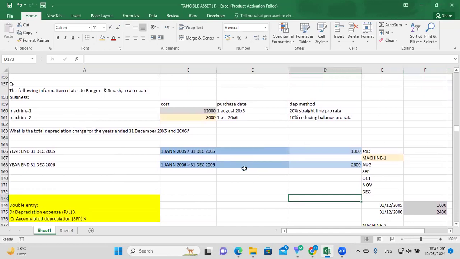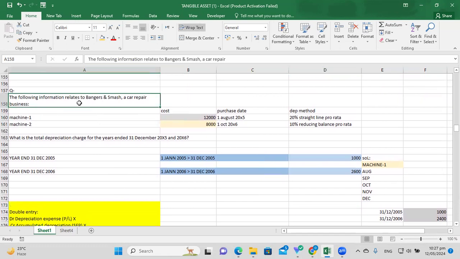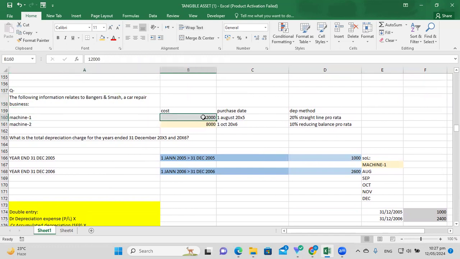Okay, so now let's move on to the next question. The following information relates to Bangers and Smash, a car repair business. For machine one, we are given the cost of 12,000. For machine two, the cost is 8,000. The purchase dates, respectively, are 1 August 2005 and 1 October 2006. The depreciation method for machine one is 20% straight line pro rata, and for machine two it is 10% reducing balance on pro rata.